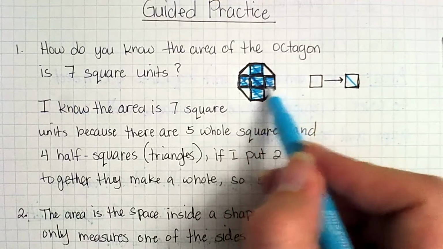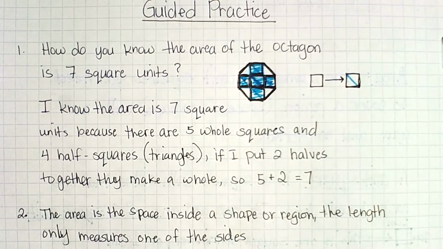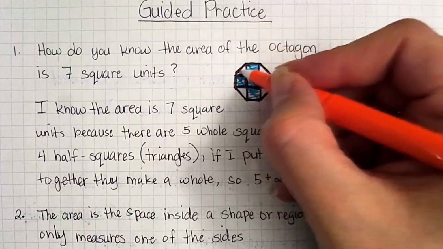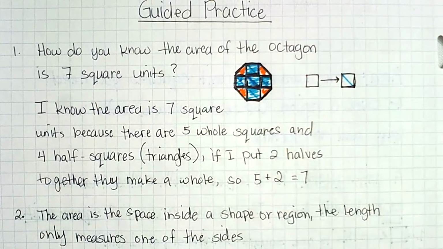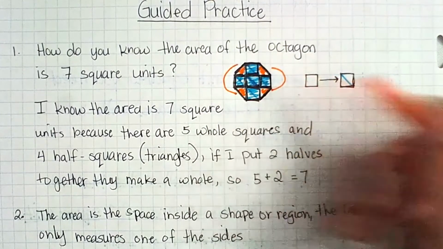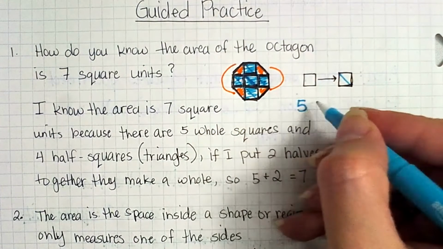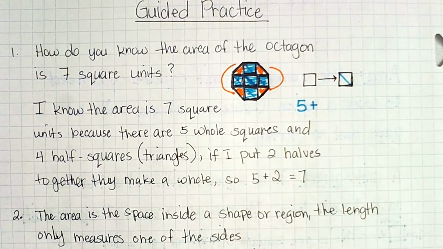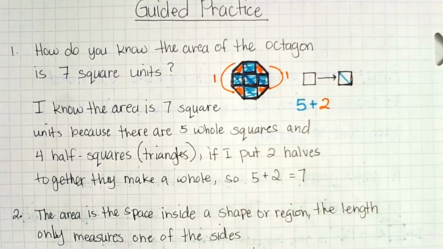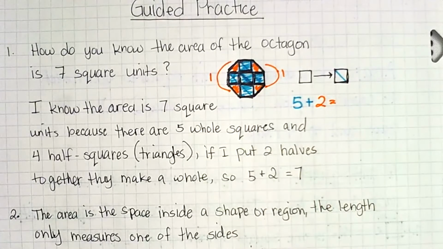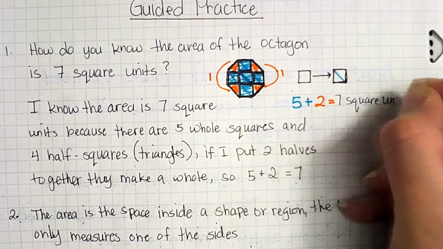So we can see that we have 1, 2, 3, 4, 5 whole squares. And then we have a couple that are only half. So if it's half, we need to put 2 of them together to make it whole. So these 2 make a whole and these 2 make a whole. So we had 5 whole plus these 2 make 1 and those 2 make 1. So 5 plus 2 gave us an area of 7 square units.